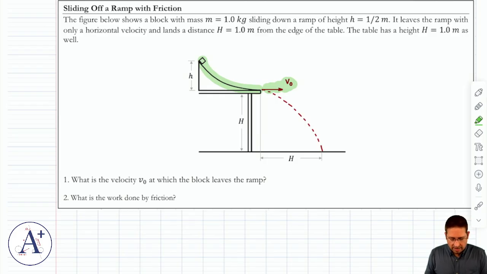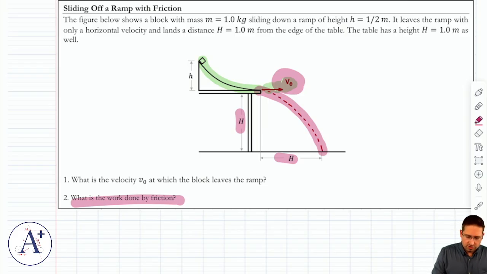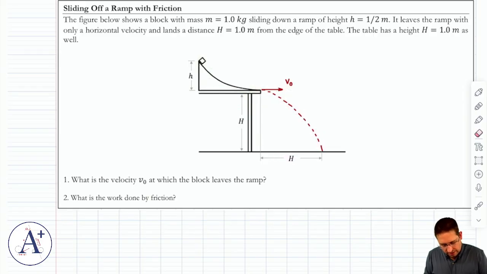And then we could say, well, actually, I also have projectile motion here, where if I know h and h, I can find v0. So perhaps then if I know v0, I can work out something about this ramp, in particular, the work done by friction. And so there's two reasons I chose this problem. The first one is that it's going to be a problem where we're mixing different concepts, so we're going to see how to set that up.